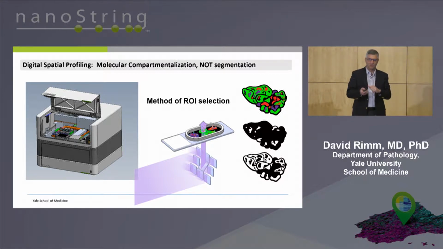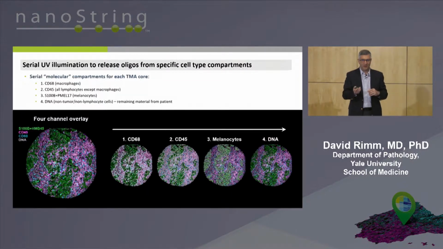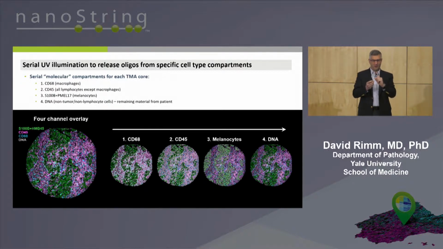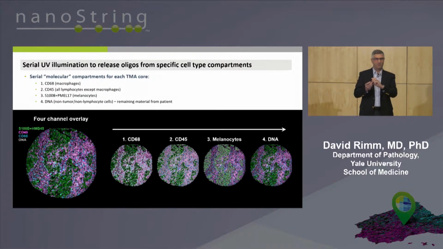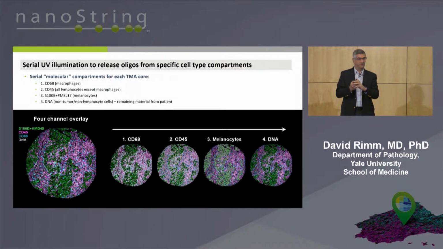And these micromirrors, which are shown on the right and the bottom, allow us to draw, based on the fluorescence pattern, a region of interest that we can actually take. And so that's what's shown here. You can see that we can draw regions of interest that are defined by the molecular compartment. So we have CD68 as our first compartment that we're going to sip up. Then we're going to sip up the CD45. Then we're going to sip up the melanocytes in this example, and ultimately the DNA if we have any left.